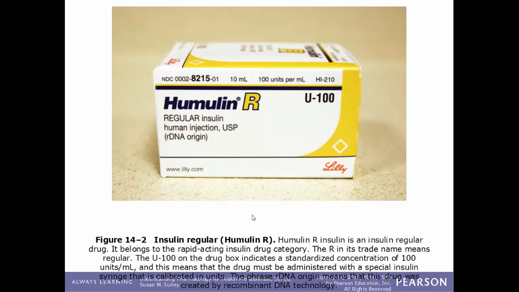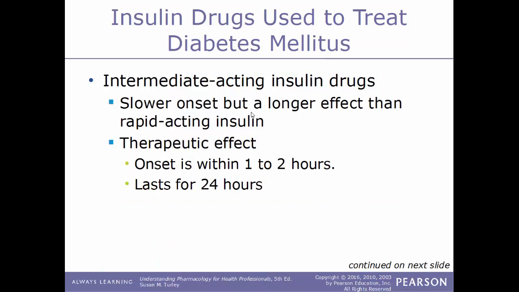Alright, in this image we have an example of a packaging of Humulin. Next to the name you see the big capital R, which means it's a rapid-acting or the regular type of insulin. When it comes to intermediate-acting insulin drugs, these have a slower onset but have a longer effect than rapid-acting insulin drugs. See, when it comes to their onset, it's usually within 1 to 2 hours, but their therapeutic effect can last for 24 hours.